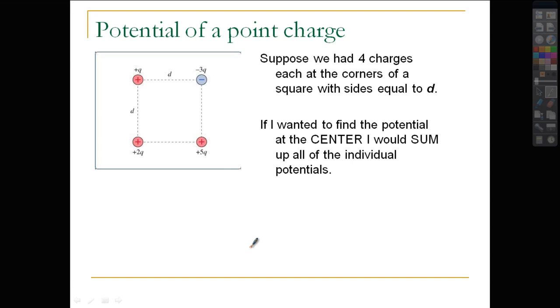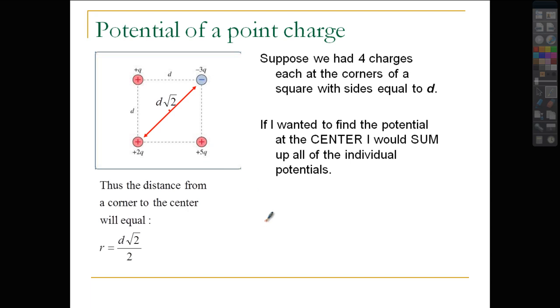So suppose we had 4 charges, each at the corners of a square with sides of equal distance. So all these d's are equal, but the charge strengths aren't. If I wanted to find the potential at the center, right here in the very center, I would sum up all the individual potentials. Sum up these guys. So thus, the distance from corner to corner will equal this. That's how you find the radius of a square.